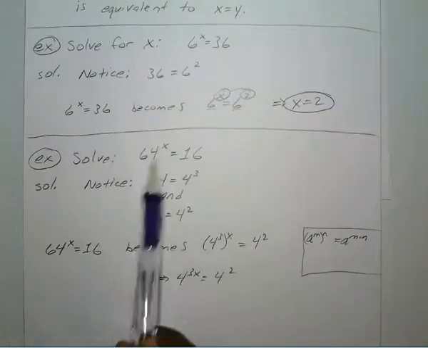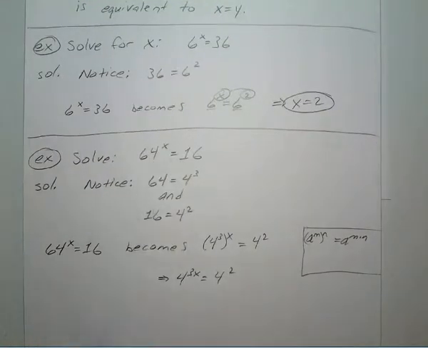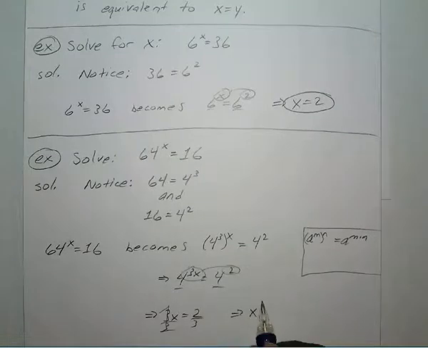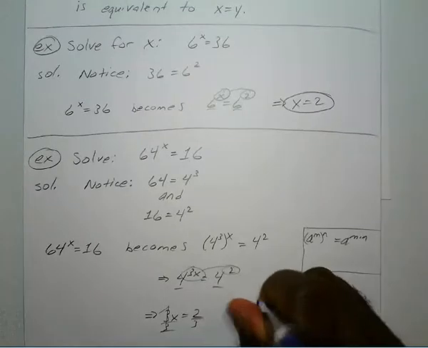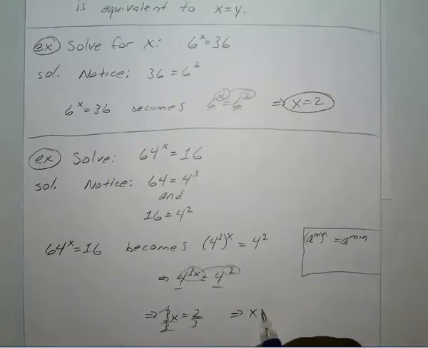Okay, so we were able to maneuver this to have matching bases. Once our bases match, we know the only way this can be true is if those two exponents are equal. So you have 3x equals 2. If we divide both sides by 3, we have x equals 2/3.